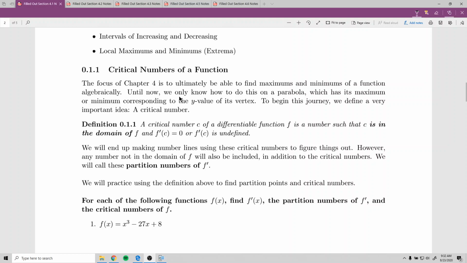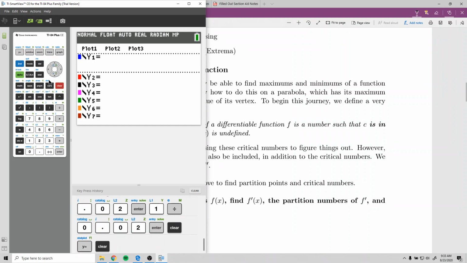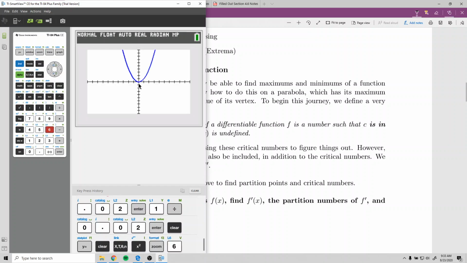So until now, really, you know the maximum or minimum of a parabola, which corresponds to the y value of a vertex, but we want to be able to do it with any function within reason. All right, so just as a reminder, I'll remind you on the calculator, a parabola, that's y equals x squared. And if you graph that in the standard window, the vertex here is a minimum. And we would say there's a minimum of 0 since the y value is 0 there.